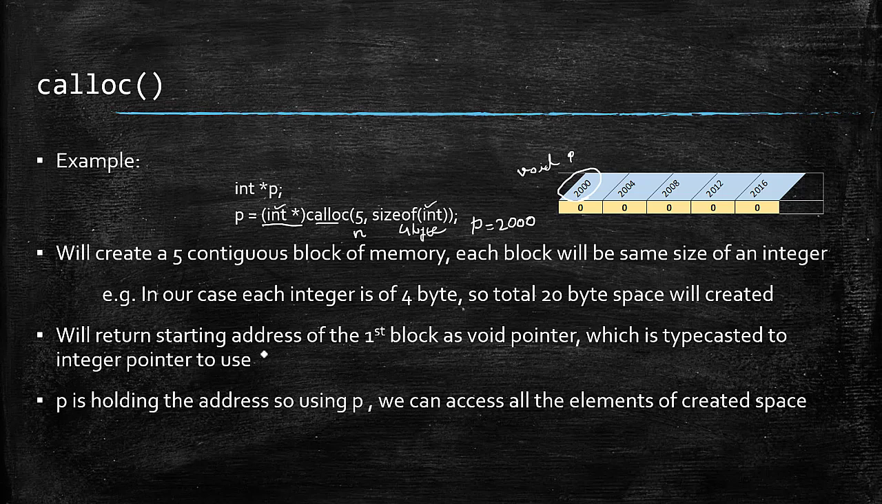So as we have already discussed, it returns the starting address of the first block as a void pointer. So it returned 2000 as a void pointer, which is typecasted to an integer pointer. P is holding the address, and using P we can access all the elements in the created space. So basically you can see that we are creating an integer array of size 5 dynamically by this notation, right? We are going to see it in a practical example.